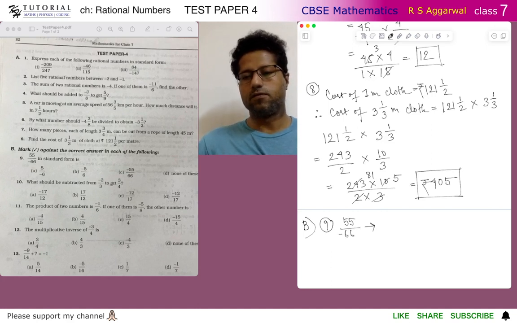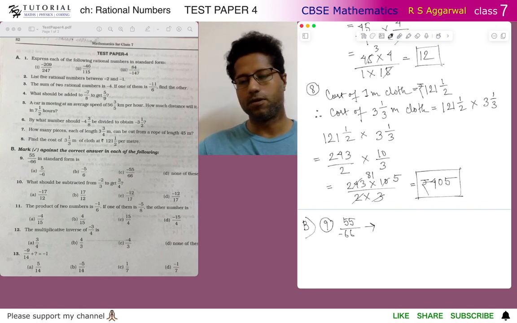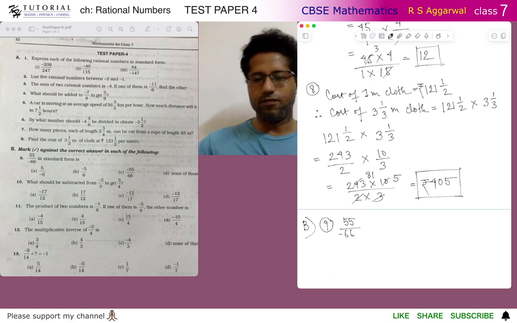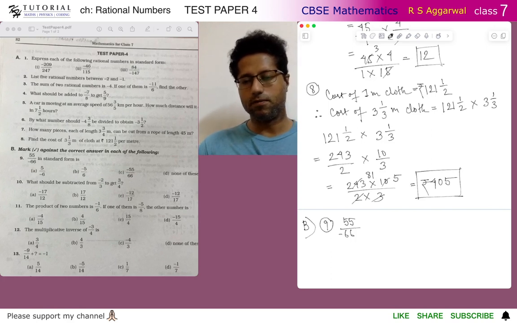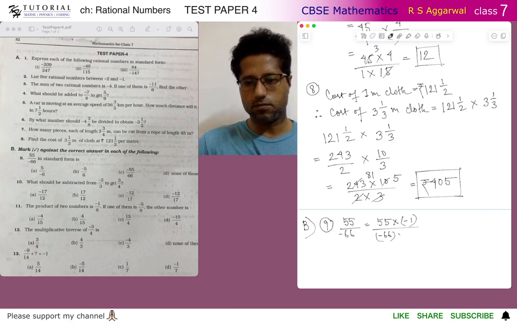We have to first make the denominator positive. So we will make the denominator positive by multiplying both the numerator and the denominator with minus 1. So this becomes 55 into minus 1 divided by minus 66 multiplied by minus 1. This is minus 55 by 66.